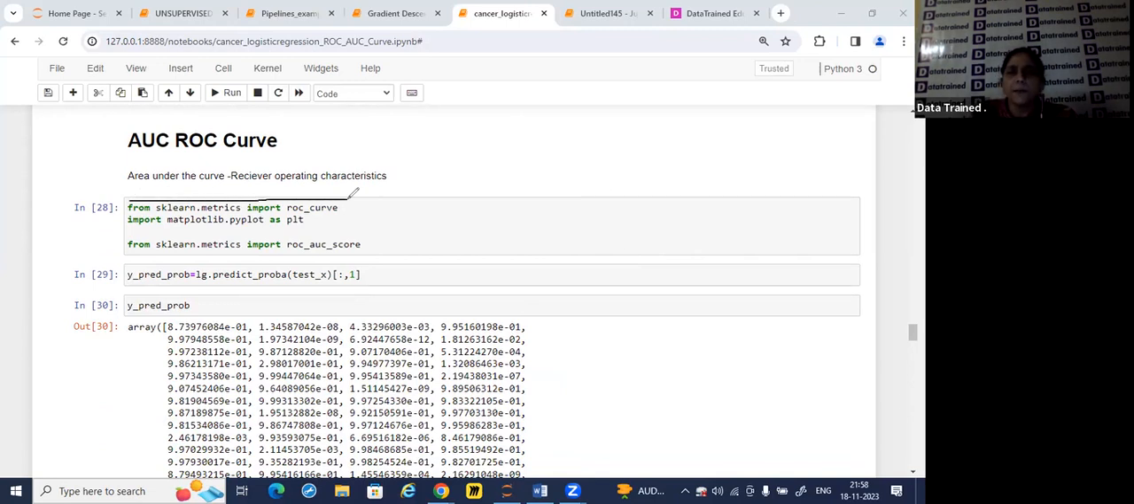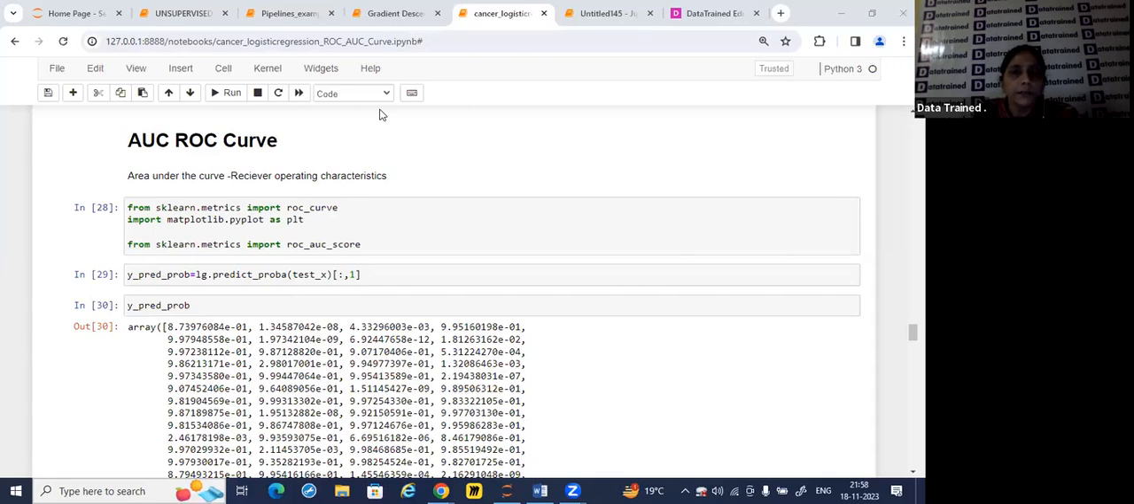From sklearn.metrics import roc_curve. Everything is predefined, I just need to call it here. From sklearn.metrics import roc_auc_score. The curve I need because with this curve, I will be feeding a few values and that will be plotting the curve. Now for the curve, we need some values.